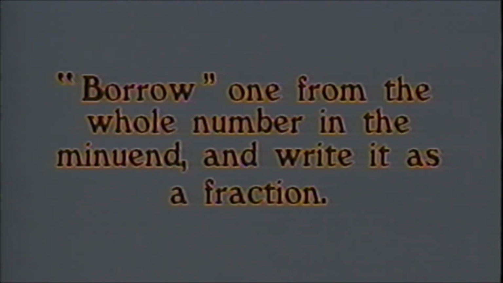How do you get more twelfths in the minuend? You borrow 1 from the whole number 6 and change it into twelfths. Show me how. Write 6 as 5 plus 1. Now, the minuend is 5 plus 1 and 7/12. Then we can change 1 and 7/12 to the improper fraction 19/12. We're ready to subtract. 5 and 19/12 minus 1 and 11/12.